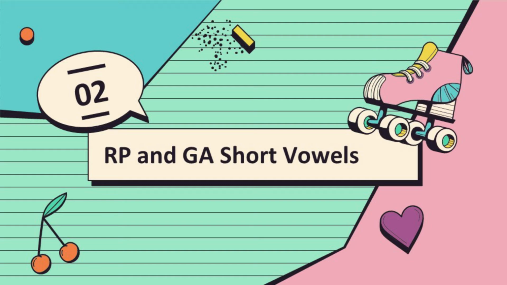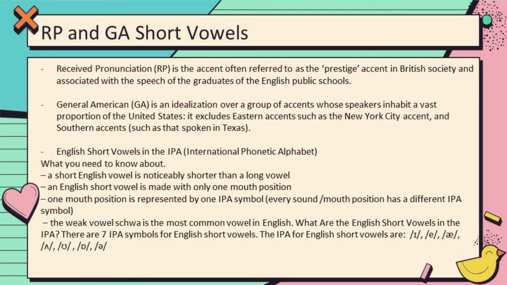RP and GA short vowels. Received pronunciation, or RP, is the accent often referred to as the prestige accent in British society and associated with the speech of the graduates of the English public school. And General American, or GA, is the idealization over a group of accents whose speakers inhabit a vast proportion of the United States. It excludes Eastern accents such as the New York City accent and Southern accents such as that spoken in Texas. English short vowels in the IPA, or International Phonetic Alphabet.